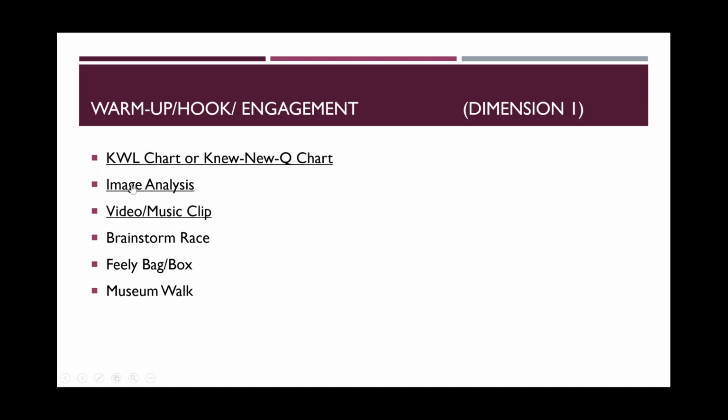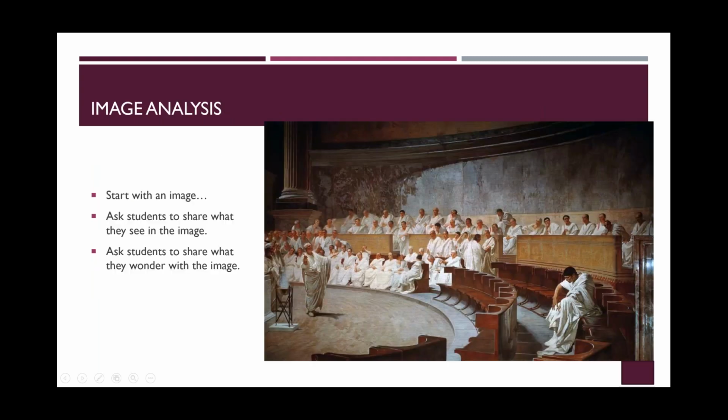So another activity that I like to do is an image analysis. This is a great hook for Dimension 1, to put a question or picture up for our students. And I like to start out by having my students just start talking about what they see in the image. I tell them not to infer, not to assume, just look at the image and tell me what they see. This is one that I use at the start of Rome, and then I make it come back also when we start talking about Julius Caesar.